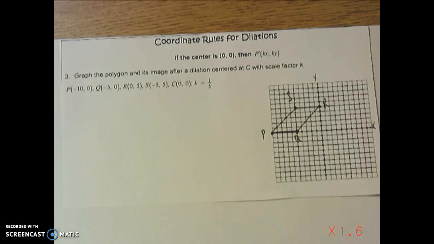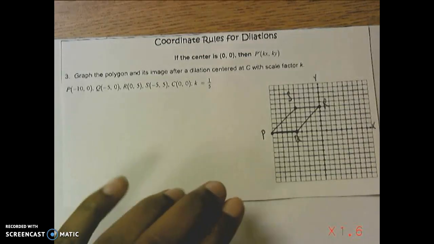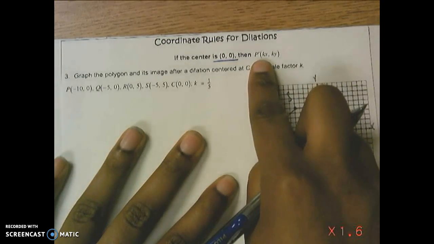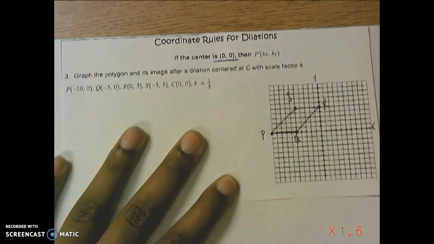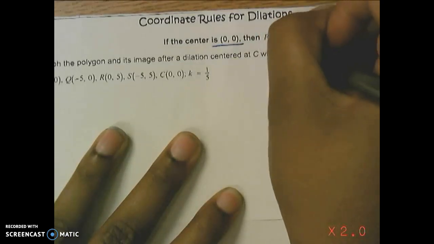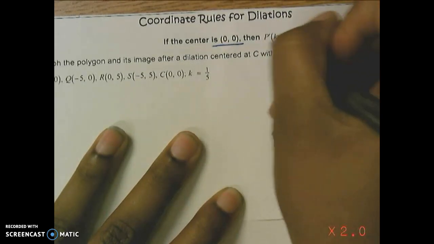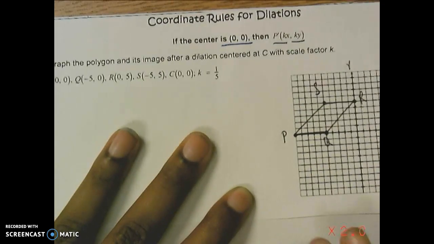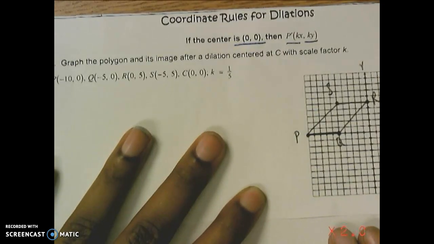Okay, so the next problem, number 3, it says coordinate rules for dilations. Of course, we're going to put it on a graph. So it says if the center is at 0, 0, then what you can do to find out the new location of P prime is you will multiply each x term and each y term by the scale factor. So given the problem that we have here, it says graph the polygon and its image after a dilation centered at C with a scale factor of 1/5.